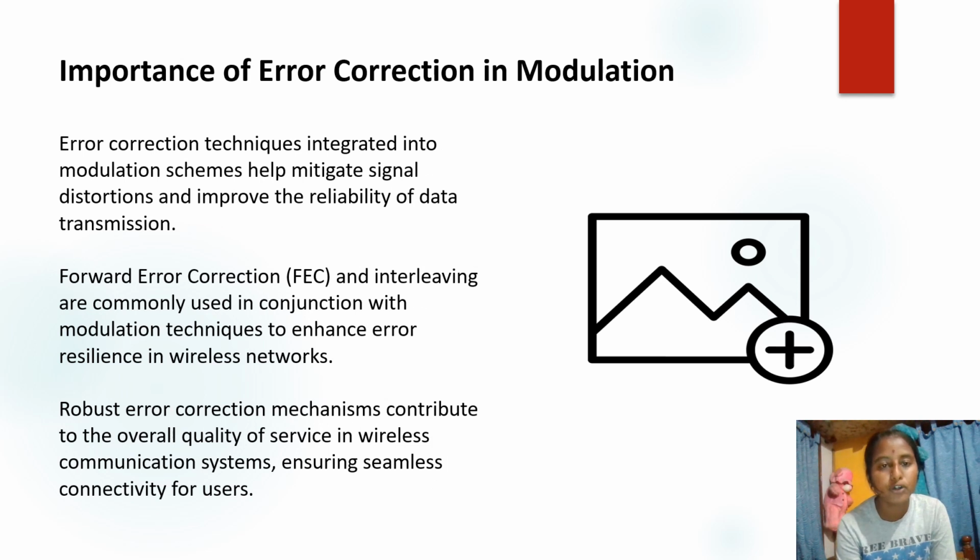Importance of error correction in modulation. Error correction techniques integrated into modulation schemes help mitigate signal distortion and improve the reliability of data transmission. Forward error correction (FEC) and interleaving are commonly used in conjunction with modulation techniques to enhance error resilience in wireless networks. Robust error correction mechanisms contribute to the overall quality of service in wireless communication systems, ensuring seamless connectivity.